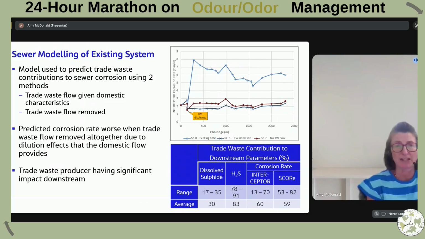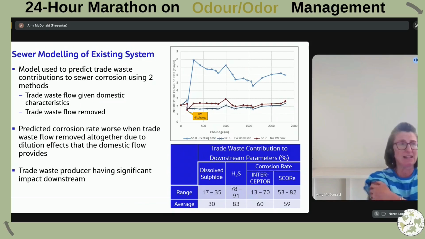We then produced a calibrated model of the existing system and then used it to predict the trade waste contributions to sewer corrosion using 2 methods. Firstly, we assigned domestic characteristics to the trade waste flow, and secondly, we removed the trade waste flow altogether.